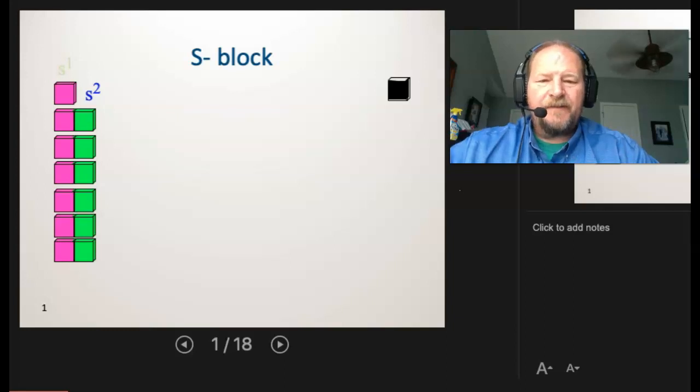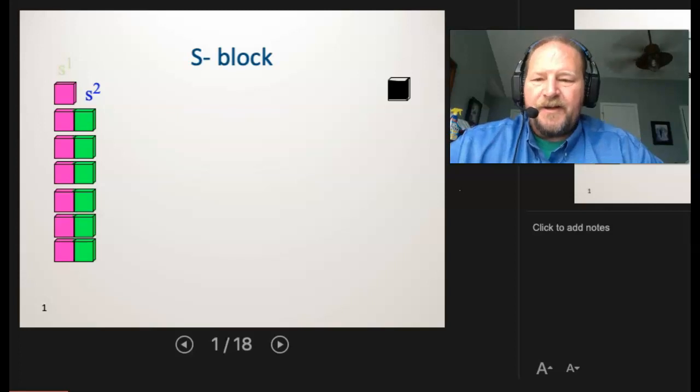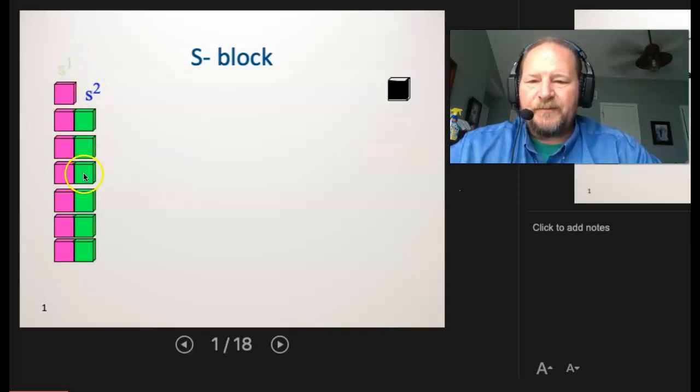All right, so this is hopefully the final segment of atoms and elements. And so we've already discussed this a little bit. We talked about the S block. So here is our S block. It's the first two columns of the periodic table. So we have group 1A and group 2A.